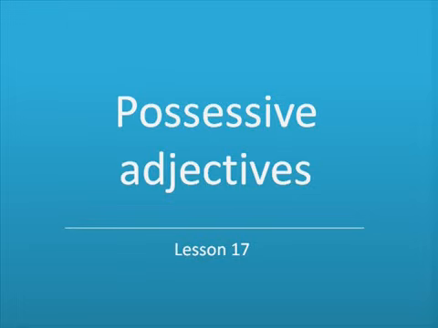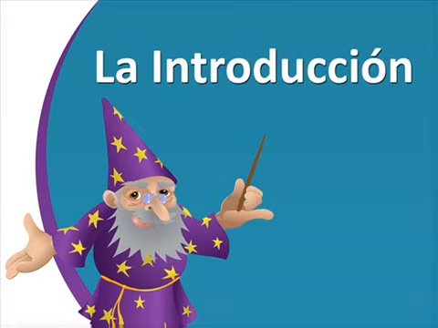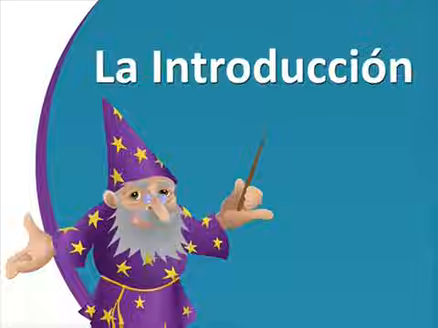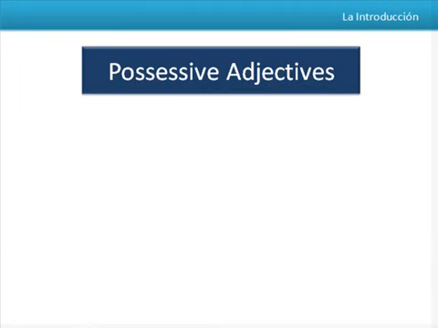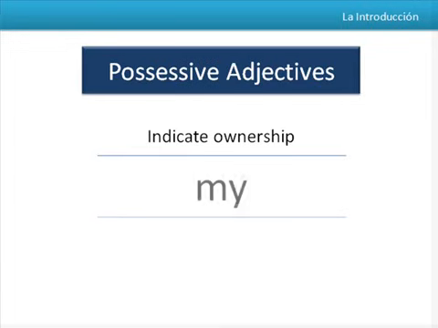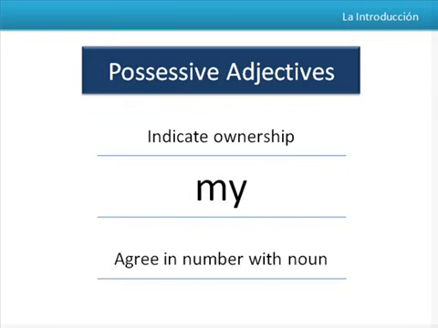Possessive adjectives. La introducción. What are possessive adjectives? Possessive adjectives are those which indicate ownership. My is a word we use in English to refer to both singular and plural items being possessed. In Spanish, it doesn't work that way. Possessive adjectives must agree in number with the noun that's being possessed.